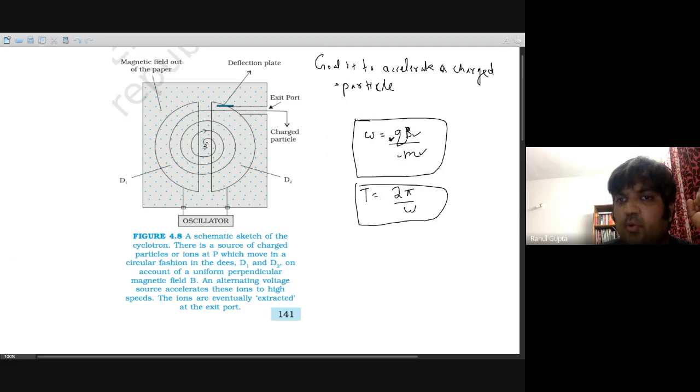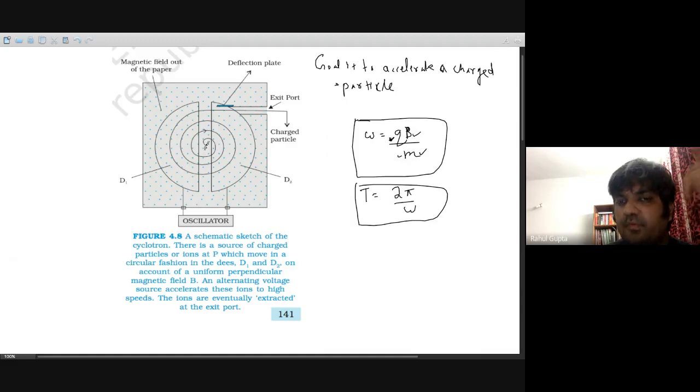Let's say you make the charged particle enter the magnetic field perpendicular to it. As we had seen, the magnetic field is coming out of the page and the charged particle is in the XY plane. So the velocity of the charged particle will be perpendicular to the magnetic field. That part you get it? In this setup, the magnetic field is coming out of the page and the charged particle is in the XY plane.